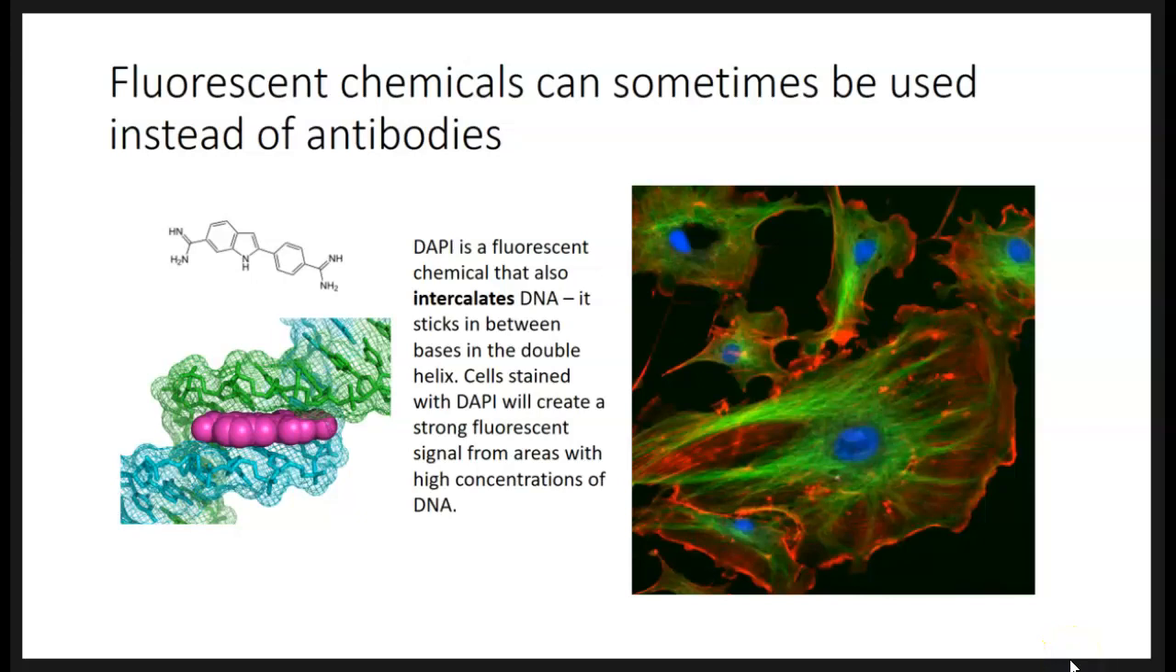So it's important to note that fluorescent antibodies aren't the only things that we use in immunofluorescence microscopy. Sometimes we will use fluorescent chemicals themselves, specifically DAPI, which is a fluorescent chemical that also tends to intercalate or stick between the DNA bases and DNA double helixes. Right? So if you stain cells with this DAPI chemical, the DAPI will stick to areas of the cell where there's a high concentration of DNA, and then you can get a strong fluorescent signal from those areas that have a high concentration of DNA. And so you should know where would you find a high concentration of DNA inside of a mammalian cell. Right? So I'll ask you that in class. You can use DAPI to identify those areas of high DNA concentration as an additional marker in your immunofluorescence images.